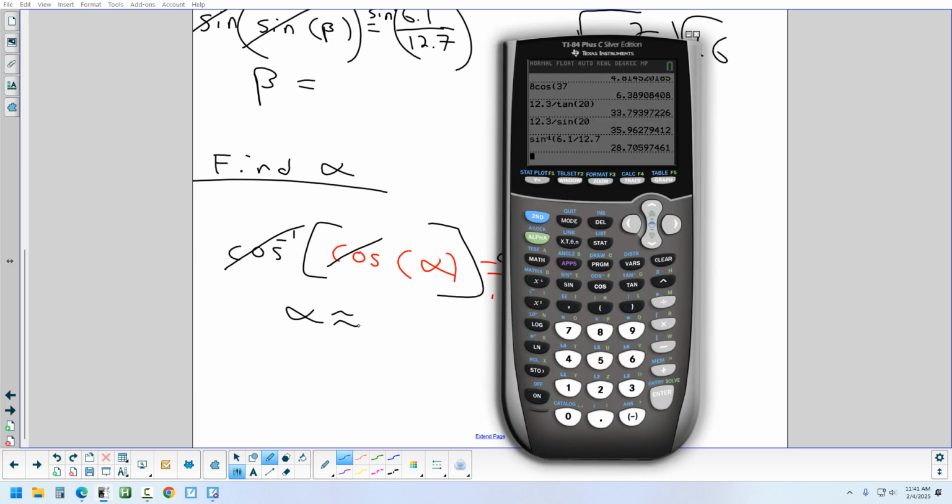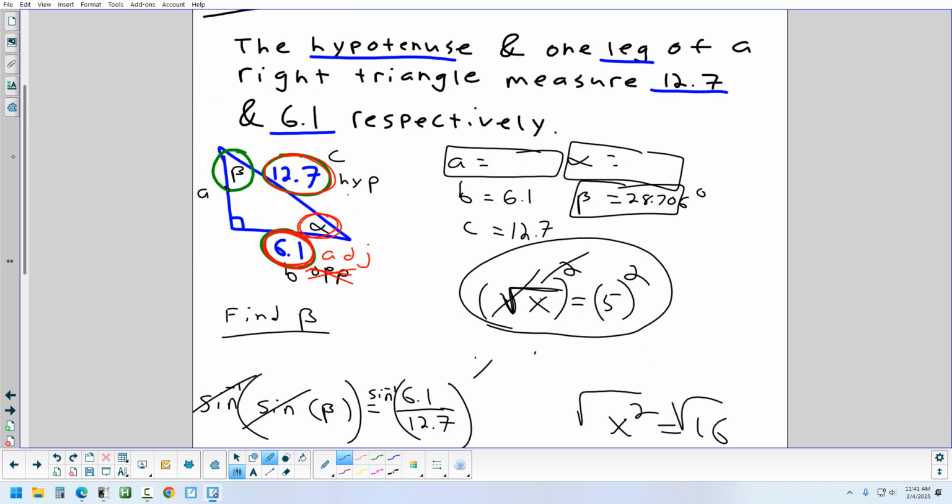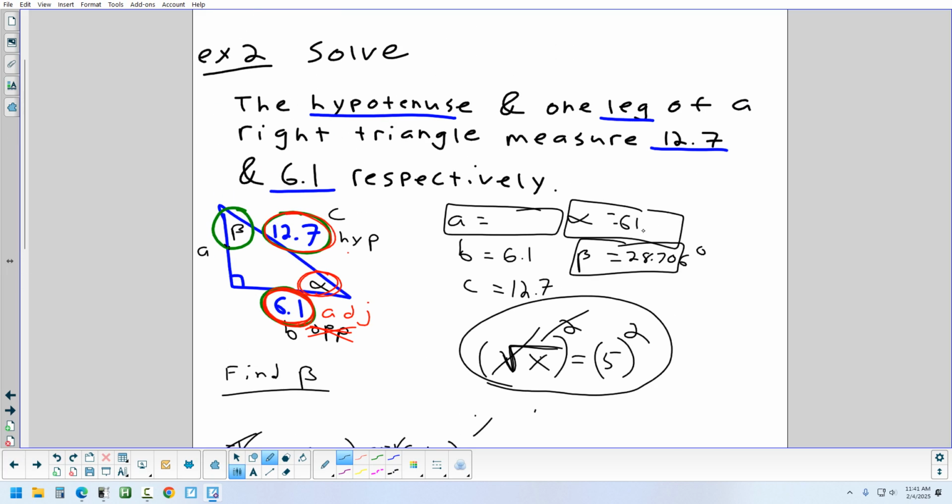Type in inverse cosine of 6.1 divided by 12.7. And that gives me an angle of 61.294. And if I add that to the one I already got, 61 and 28, that adds up to 89.9 degrees or something. So that's right. Okay, so 61.294. Okay, so that's how you find your angles when I give you two of the sides.